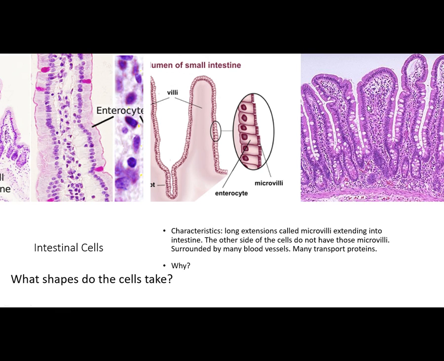So they're also surrounded by many transport proteins. So many blood vessels and many transport proteins. So the reason why they have these kind of characteristics is because, as you can see here, there's lots of surface area to be able to absorb nutrients in the small intestine, or just in the intestines themselves at all.